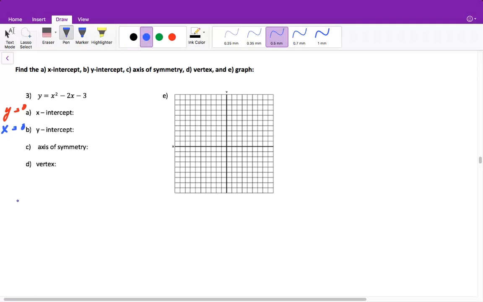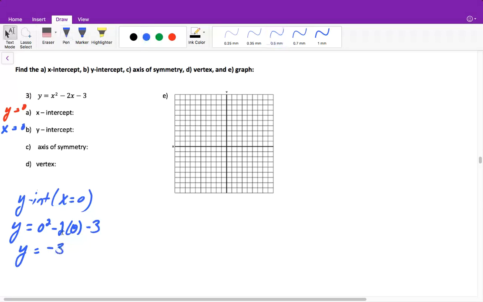So our y-intercept, we know that x is equal to 0. So when we plug this in, as we talked about before, when it's in standard form, it's just going to be your constant. So this y will then be equal to -3. So we said x is equal to 0 already, and our y is -3. So we can plot that point, 0, 1, 2, 3. There's our y-intercept.